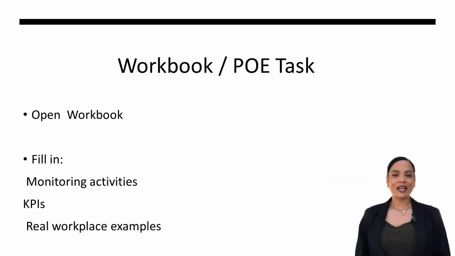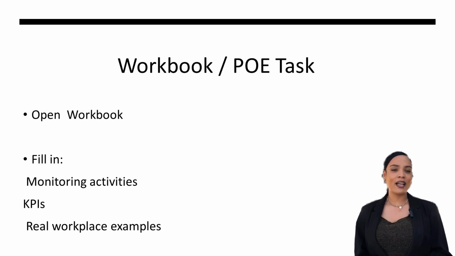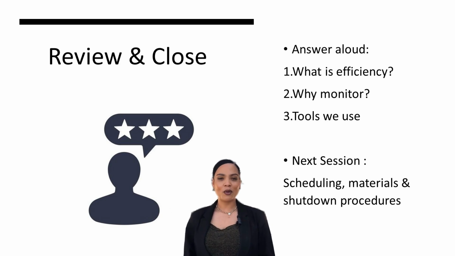Now open your workbook and complete your current monitoring activities: 3 KPIs you can track, and 1 real workplace example you will monitor this week. Make your entry specific: station, parameter, frequency, etc. Let's close with 3 quick questions. What is efficiency in your own words? Why do we monitor production? What tools or checks will you use from today's session?